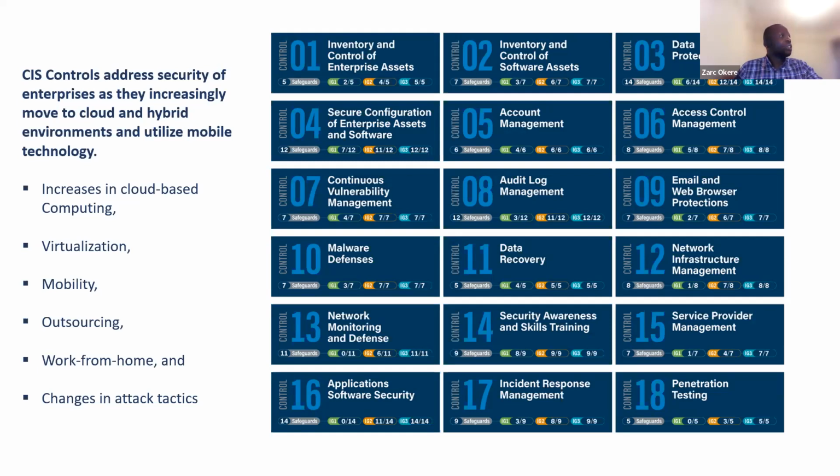So control 1 has 5 safeguards. You can see implementation group 1 is written 2 out of 5. What does that mean? It means for you to be compliant under implementation group 1 for control 1, you need to have at least 2 out of 5 safeguards done, or be compliant with 2 out of 5 safeguards. So you look at implementation group 2, it says 4 out of 5.